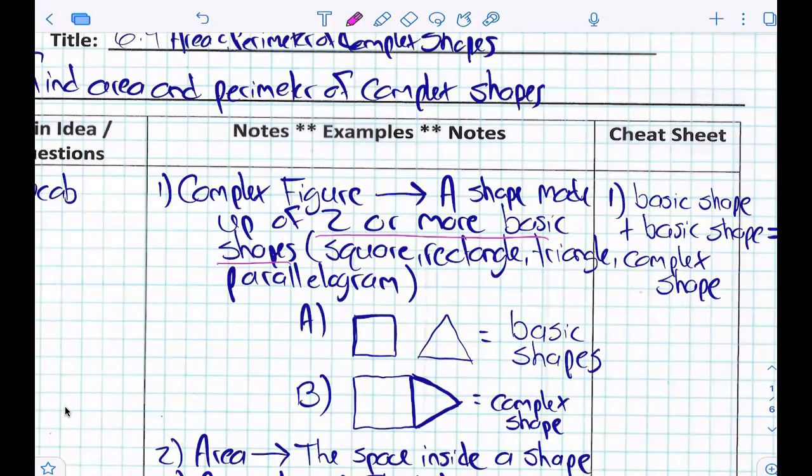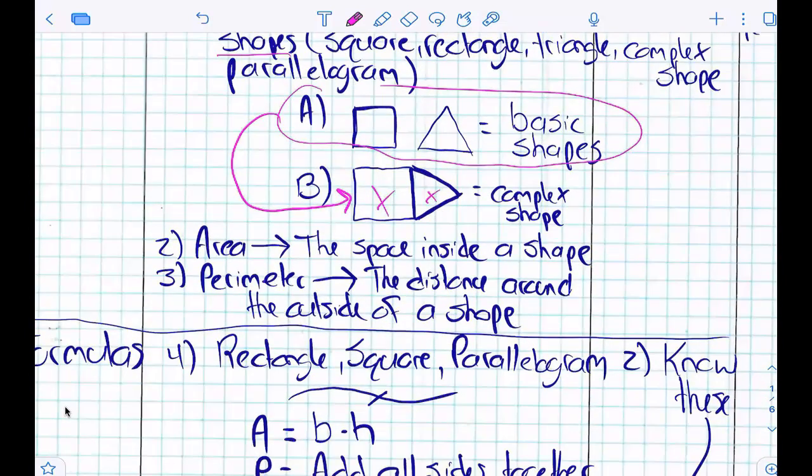So the 2 or more basic shapes would be like squares, rectangles, triangles, parallelograms, right? So right here we have some basic shapes, yes? Together, if we put them together, we make a complex shape. And then we can break them into just 2 basic shapes, right? Okay, cool. Area is a space.